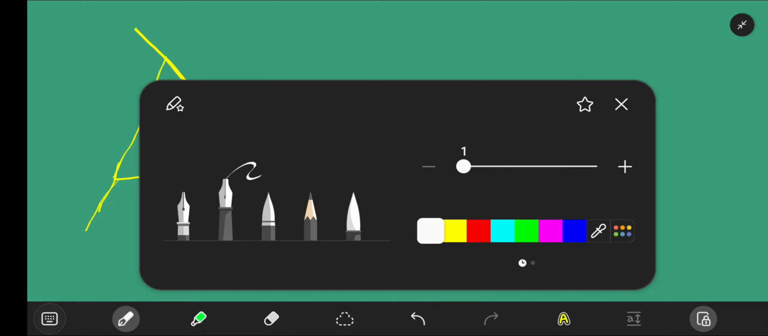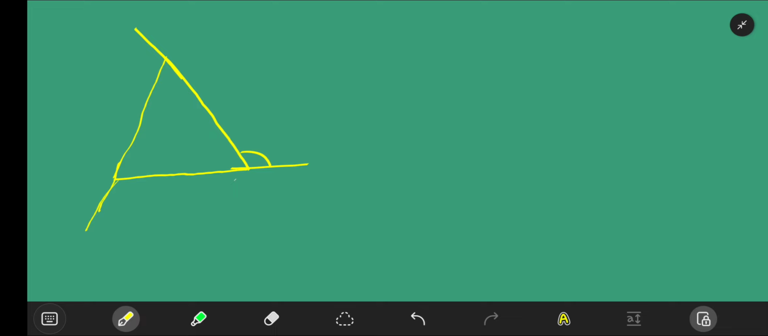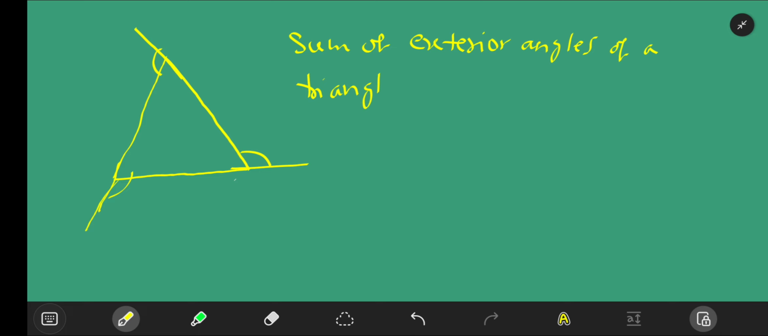Okay, write the statement. Sum of exterior angles of a triangle is equal to 360 degrees. This statement you have to write in your notebook.